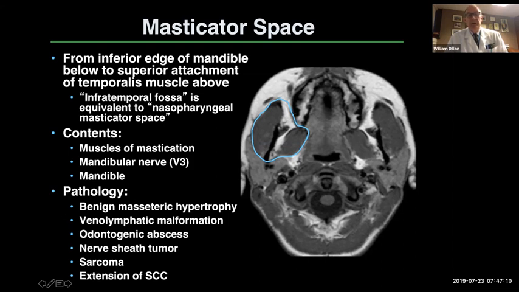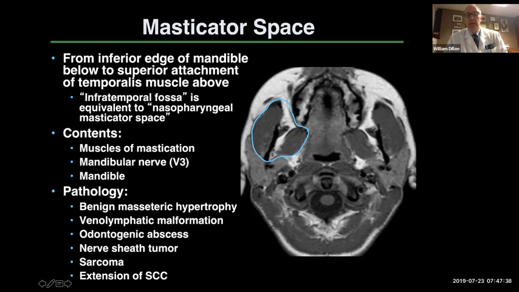So what do we see here? From a benign standpoint, you can sometimes see asymmetry of the masticator space muscles based on just normal anatomy. Sometimes the muscles are bigger on one side than the other. One can sometimes see a little slip of parotid tissue along the surface of the masseter muscle. This is the accessory parotid gland. We'll talk a little bit about that later.